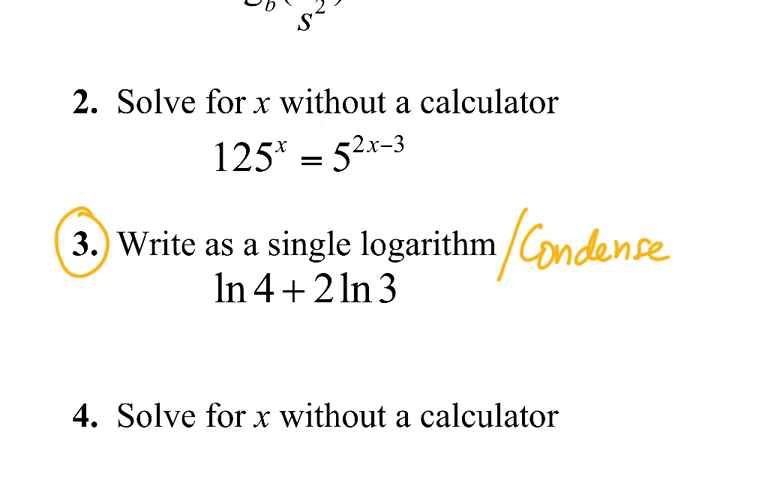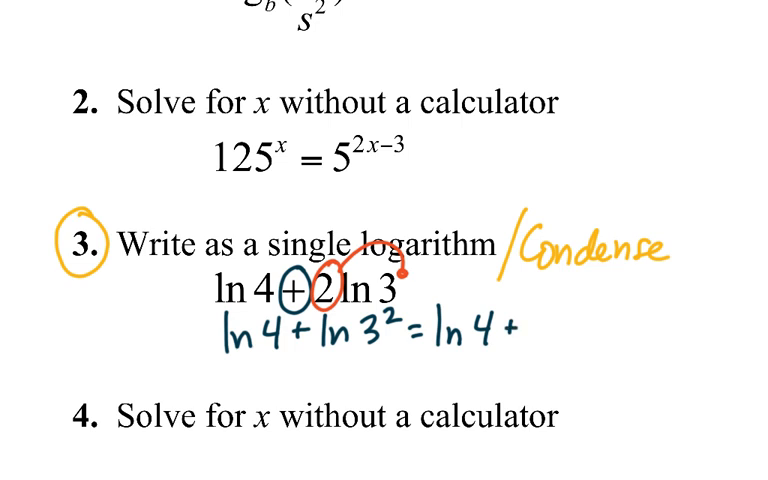All right, so I see a plus sign, so again, I'm going to change that to multiplication, but let's see if we have any exponents that we can move first. Nothing here in front of the log 4 or ln of 4, so that's fine, but there's a 2 here, so I can move that here. I got ln of 4 plus ln of 3 squared. Well, actually, I know that number, right? That's ln of 4 plus ln of 9.